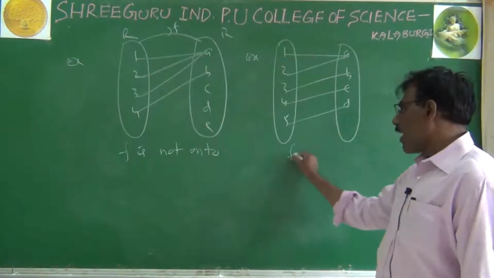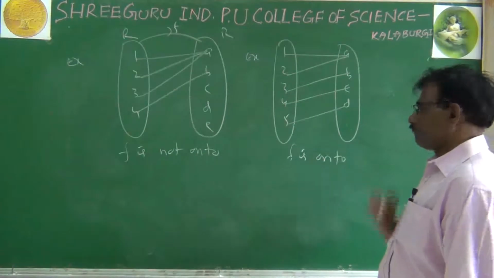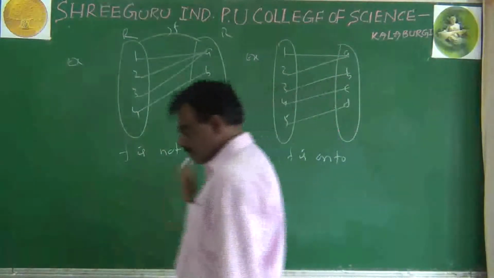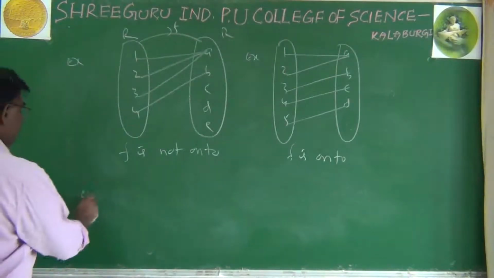Now it is called what? f is onto. f is onto. This is not onto. That is an onto example.